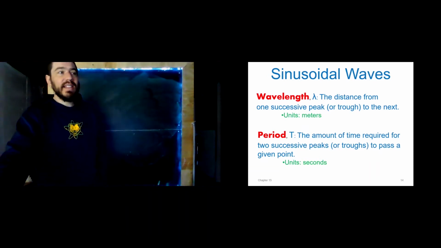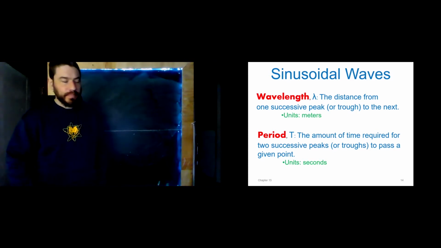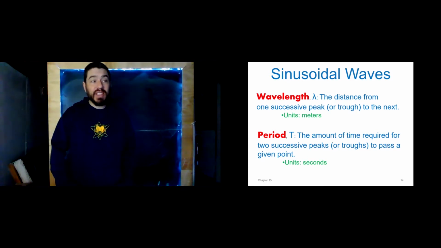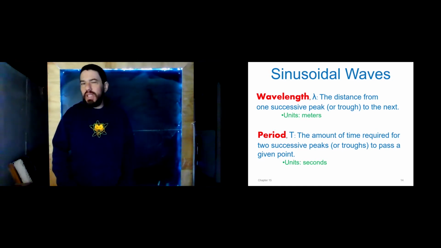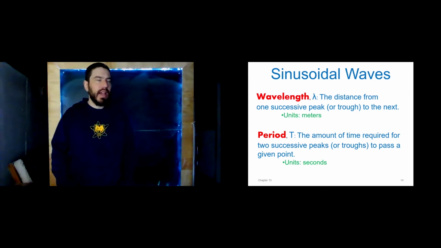The wavelength is the distance from one successive peak or trough to the next. And the period is the amount of time required for two successive peaks or troughs to pass through a given point. And of course, those units are seconds because it's a time. So the period here is not really different from the period that we learned about in the previous chapter. It's still a time for one complete cycle.